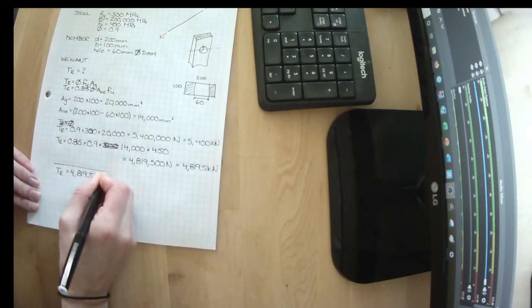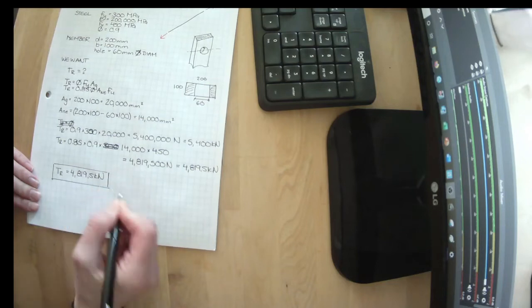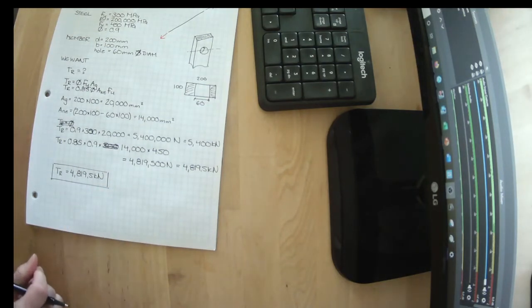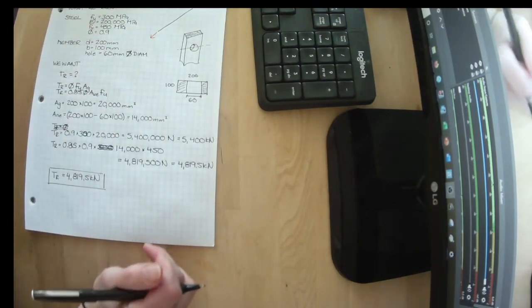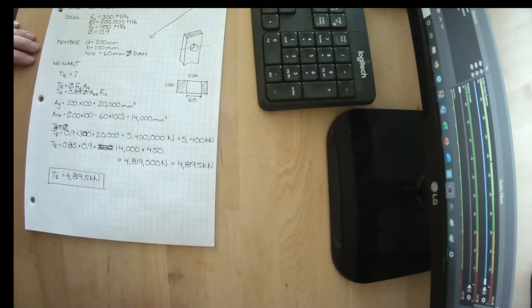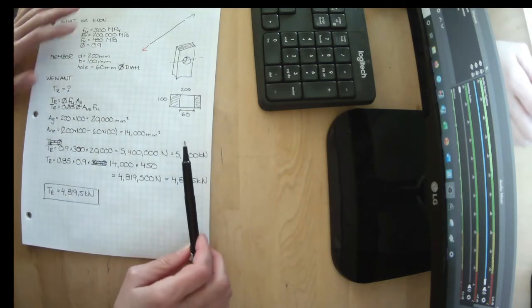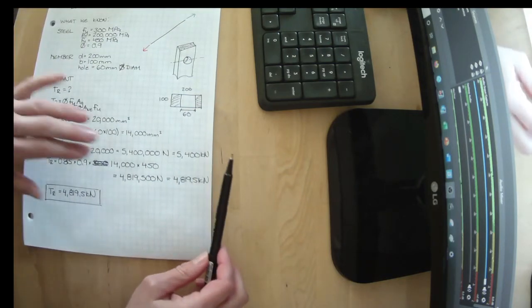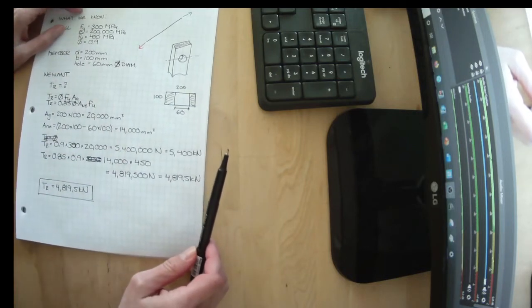4,819.5 kilonewtons. Now, I always like to put a big fancy box around things so somebody can take a look at this and go through it if they need to, but there's your final answer in big, bold information. Now, the reason we have to do both equations is because it's not obvious which one is going to govern.